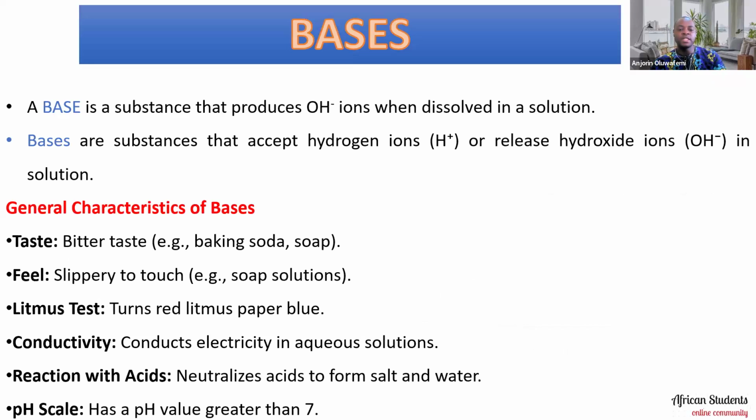Okay, having said that, let's start off with bases now and define what a base is first. A base is a substance that produces hydroxide ions when dissolved in a solution. So bases are substances that accept hydrogen ions or release hydroxide ions in solution.